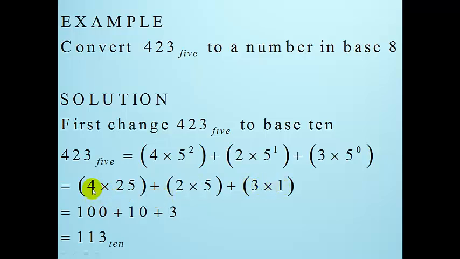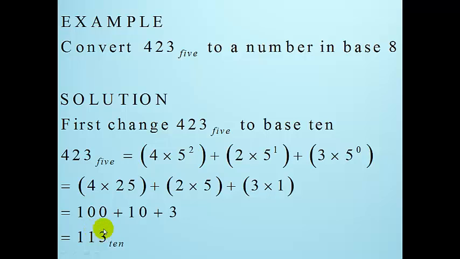Now when we multiply 4 by 25, the answer is 100. If you multiply 2 by 5, you have 10. And 3 times 1 equals 3. Now 100 plus 10 plus 3 equals 113 base 10. So when we convert 423 base 5 to base 10, the answer is 113 base 10.